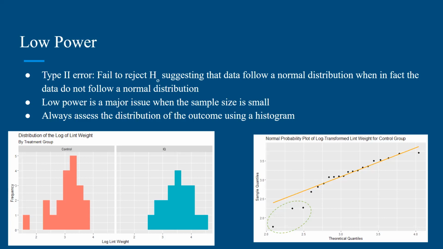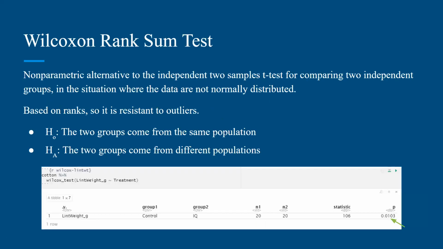So what's the solution for all of this? I resorted to using a nonparametric method known as the Wilcoxon rank sum test, which is an alternative to the two-sample t-test that checks for differences in means. The Wilcoxon rank sum test is based on ranks, which means that it is resistant to outliers, making it suitable when you have data that's not normal. The null hypothesis is that the two groups being compared come from the same population, and the alternative hypothesis is that they come from different populations.